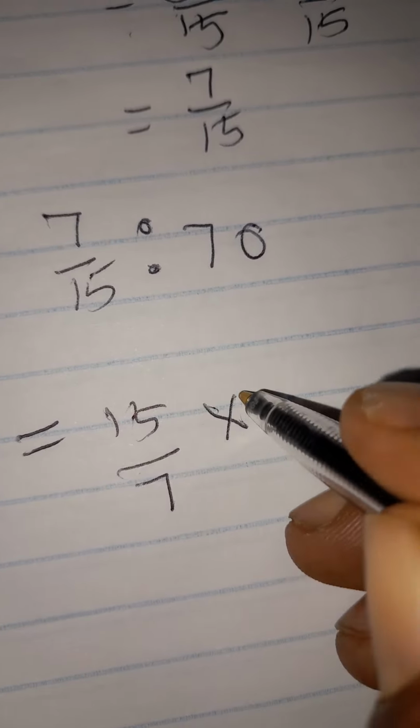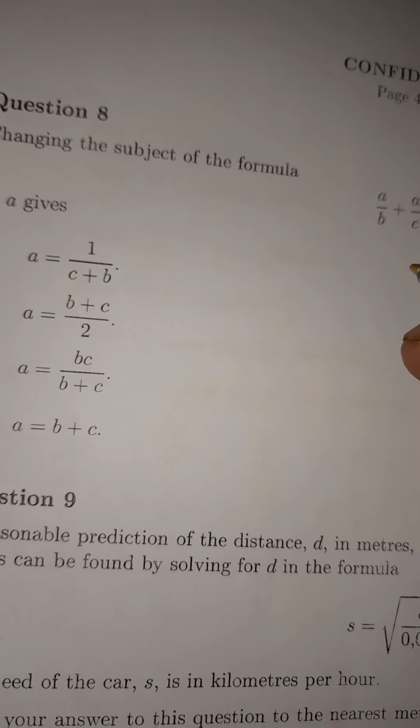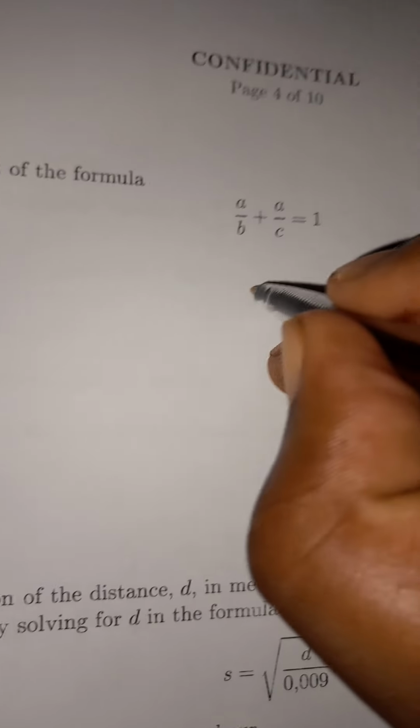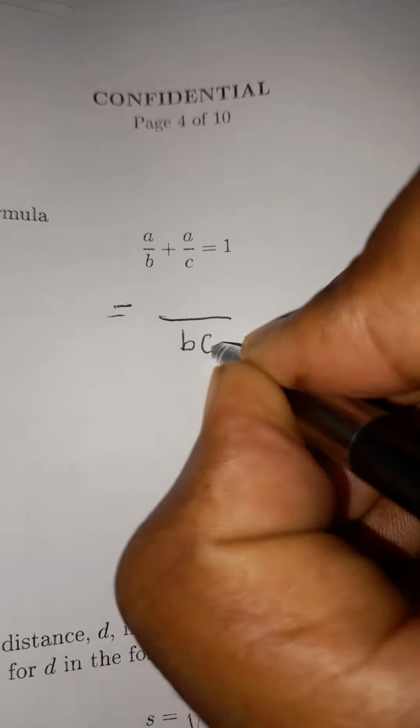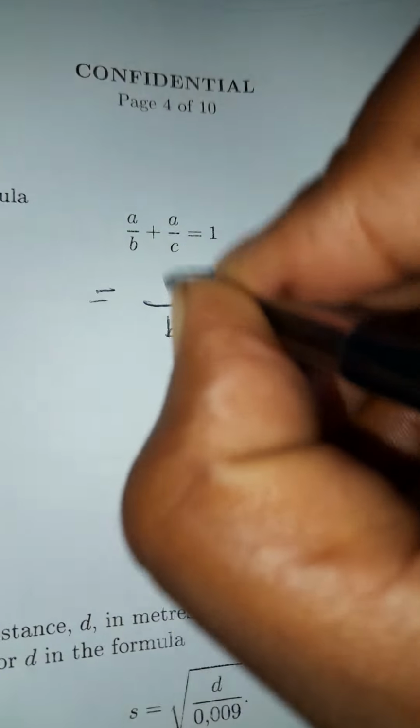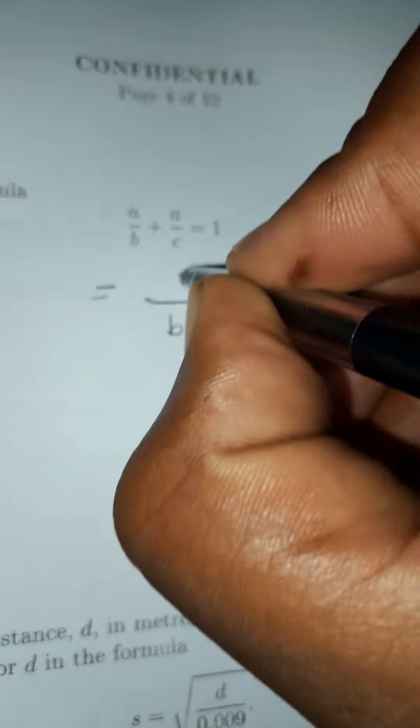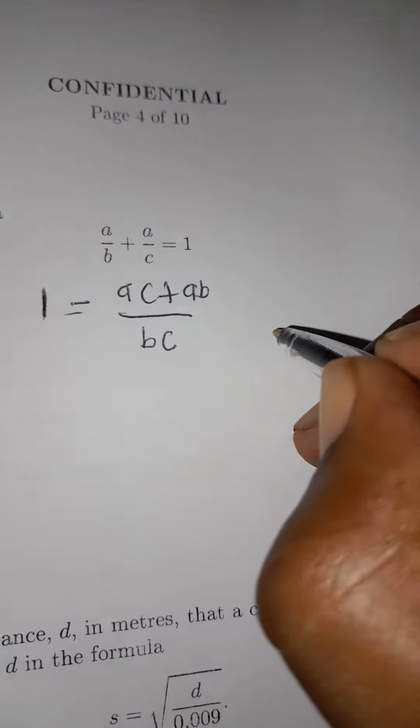Then we go to question 8, changing the subject of the formula to A gives. So in other words, we need to make A the subject of the formula. First thing first, here you can just find the LCD, which is BC. B multiplied by C, it's BC. A times AC, that will be AC. And B times this will be AB, which will equate it to 1.